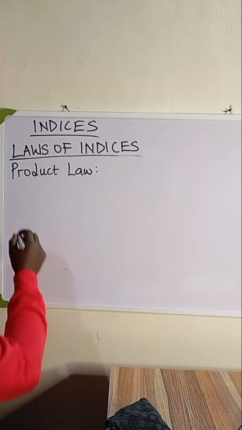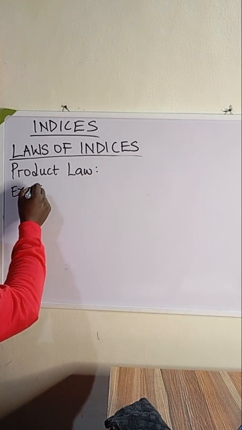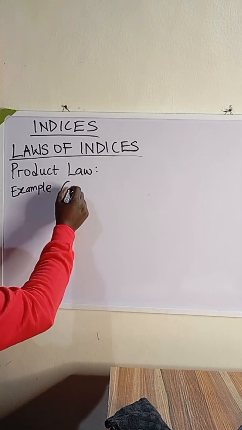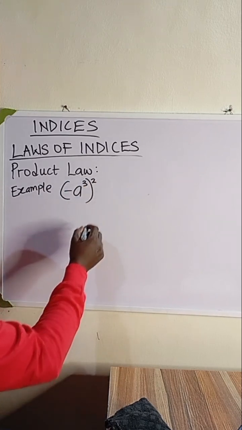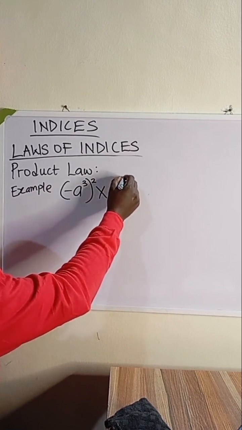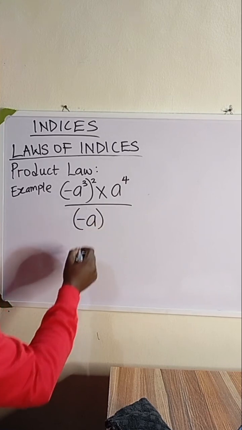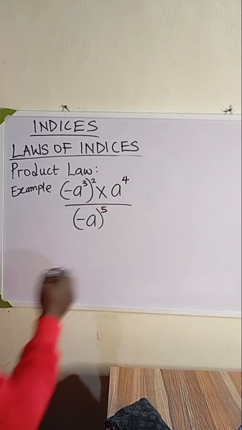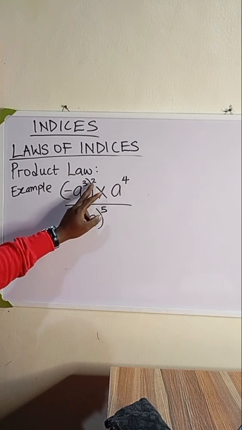Example. We have minus a to the power of 3, raised to the power of 2, times a to the power of 4, all over minus a raised to the power of 5. So this will be the final question for today. Let's see how it goes.